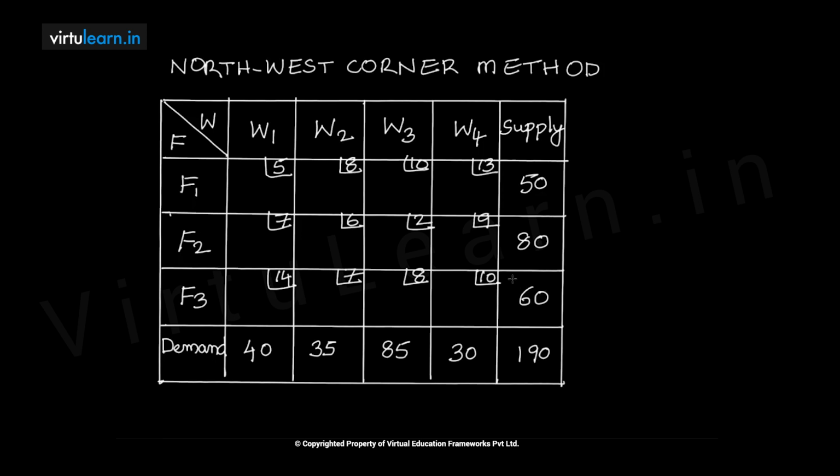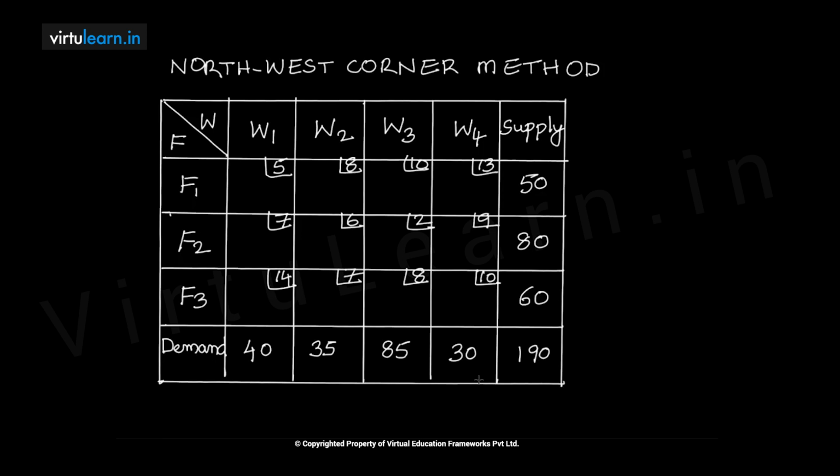Now when we look at this table, the total availability or supply from factory 1 is 50 units, from factory 2 it is 80 units, from factory 3 it is 60 units. And the requirement or demand at W1 is 40 units, 35 units at W2, 85 units at W3 and 30 units at W4. If we sum them up from both sides, we get 190. That means the total supply is 190, and similarly demand is 190. That is the reason we call this a balanced problem.